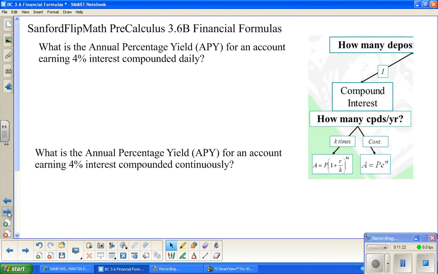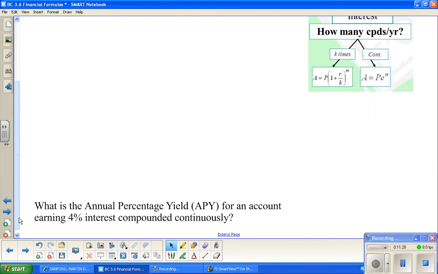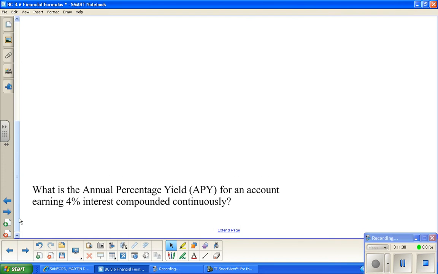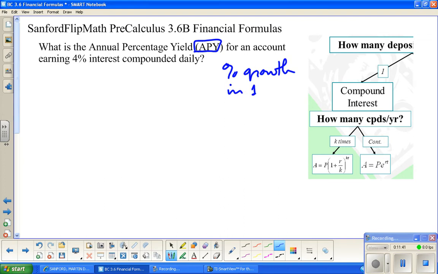Okay, annual percentage yield is a... So what does that mean? Okay, let me slide this out of the way for a second here, and cool. All right, annual percentage yield means the percent growth in 1 year.